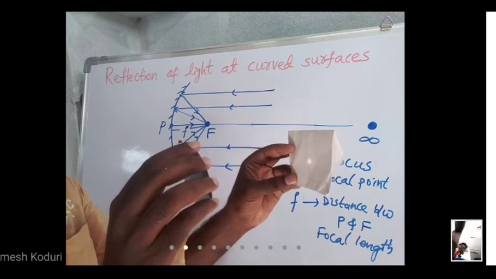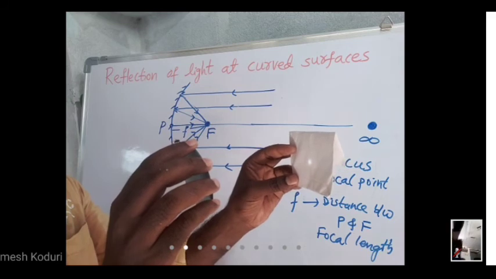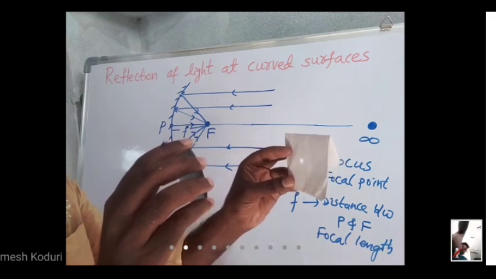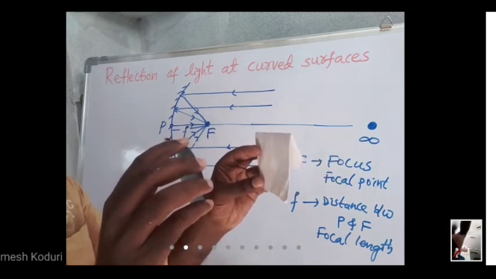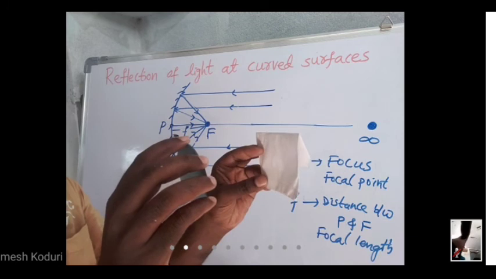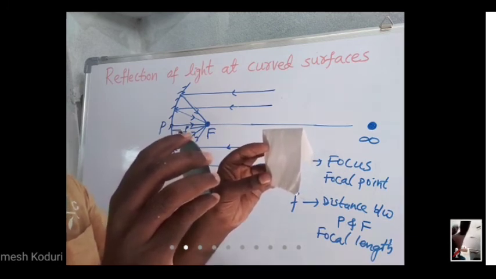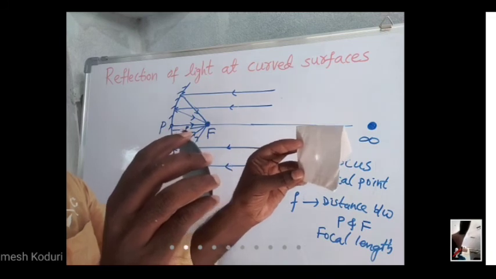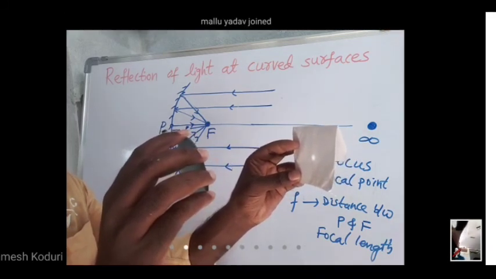This is the image of the electric bulb. The size of the image is very small as compared to the electric bulb. Now move further towards the concave mirror. Do you observe the image? No, the image is not formed clearly. This is not the image of the bulb. This is the image of the electric bulb.